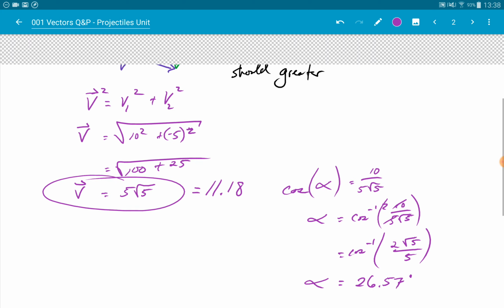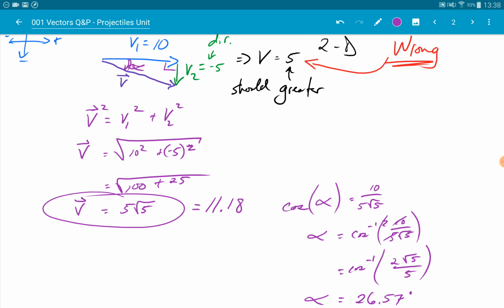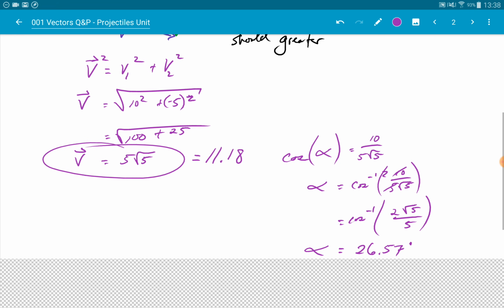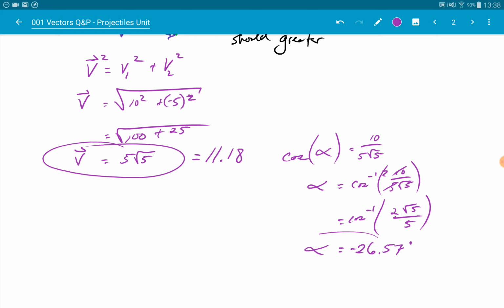Now I go, wait, hold on a second. That's measured down below. That's the opposite way of really measuring it normally. So that is a negative there. And so make sure that you always put in the correct direction with that.